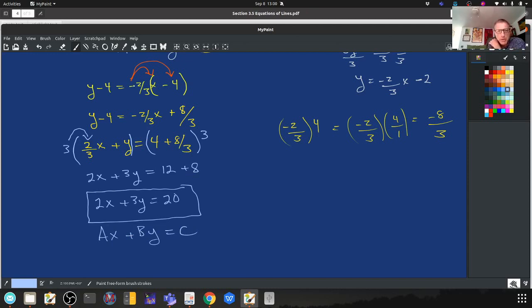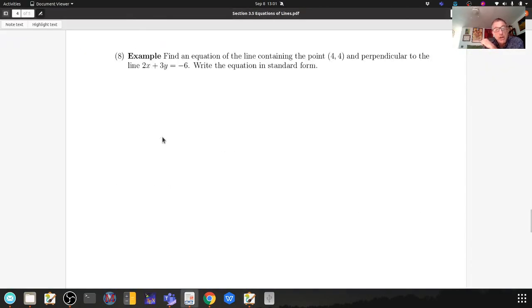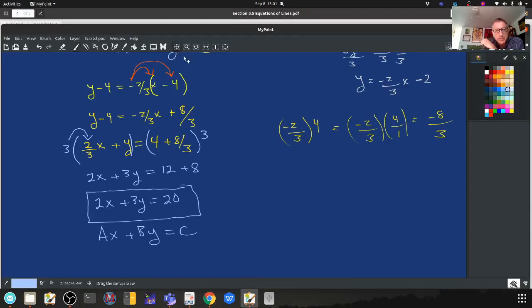So just notice here, when you multiply the negative 2/3 times the negative 4, that's how we got rid of the negative in the equation. Okay, let's do another one. This is another good puzzle here.